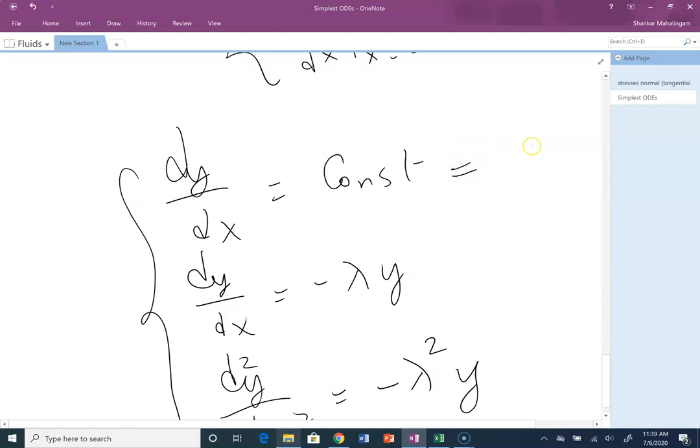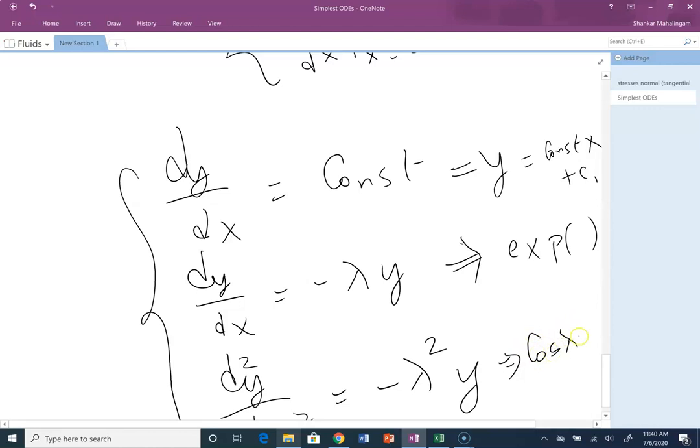So the solution to this problem is simply a straight line, which I can write as the constant x plus yet another constant c1. The solution to this problem is simply an exponential function, which I'll leave that way. And the solution to this problem involves cosine lambda x and sine lambda x, right? So if I know these three, I can make a lot of progress in engineering problems.